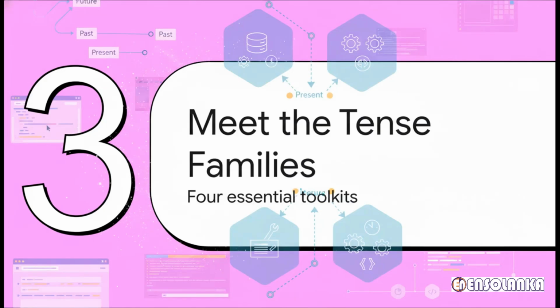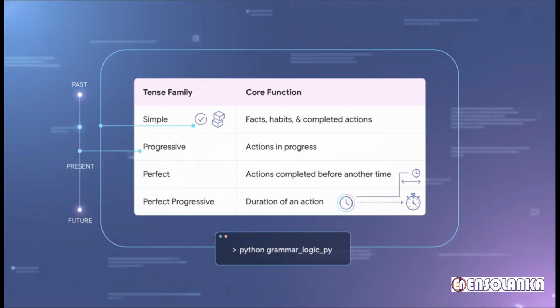So how do we turn this timeline into something we can actually use? Well, I like to think of them as tense families. Think of them like 4 specialized toolkits you have, with each one designed for a very specific job. So here's the 30,000-foot view. You've got simple tenses for the basic facts, progressive tenses for when you're in the middle of something, perfect tenses, they connect the past to what's happening now, and perfect progressive tenses, well, that's what you grab when you need to talk about how long something took. Let's do a real quick dive into each one.